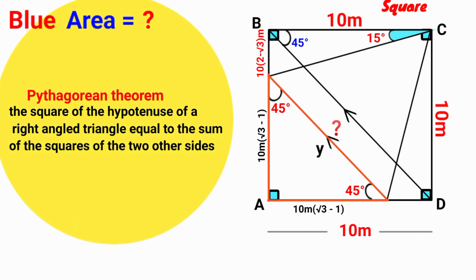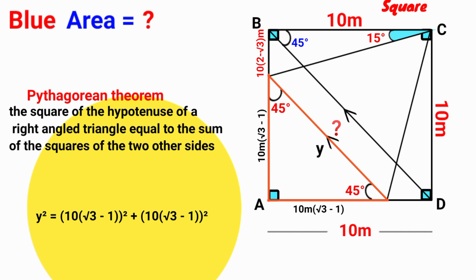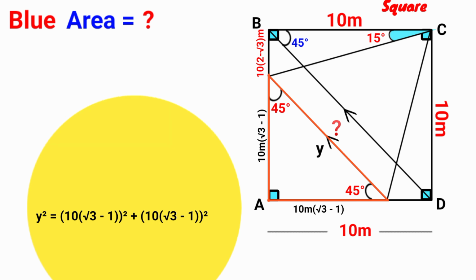The Pythagorean theorem states that the square of the length of the hypotenuse of a right angle triangle is equal to the sum of the squares of the lengths of the two other sides. So if we apply the Pythagorean theorem here, y squared must be equal to the sum of the squares of this 10 meters (root 3 minus 1) and this 10 meters (root 3 minus 1). So y squared equals 10 (root 3 minus 1) all squared plus 10 (root 3 minus 1) all squared. If you look here, 10 (root 3 minus 1) is common.